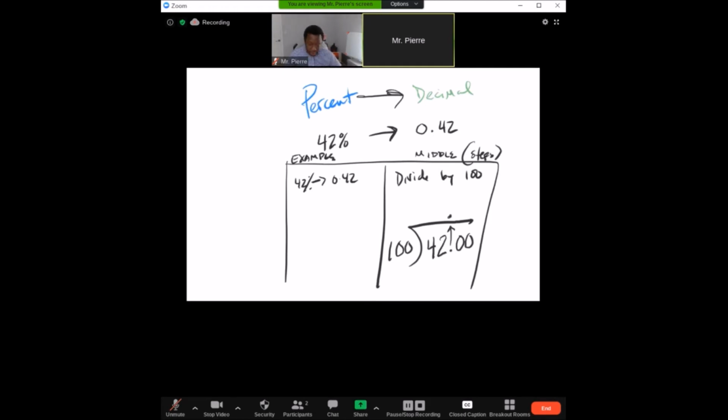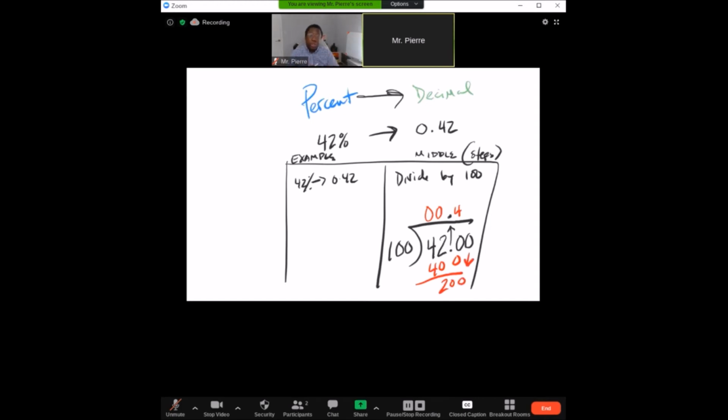So 100, can we subtract that from 4? The answer is no. Can we subtract 100 from 42? Once again, the answer is no. Can we subtract 100 from 420? Yeah, we can. There's actually 4 groups of 100. So 4 times 100 is 400. Remainder 20. Bring down the 0.